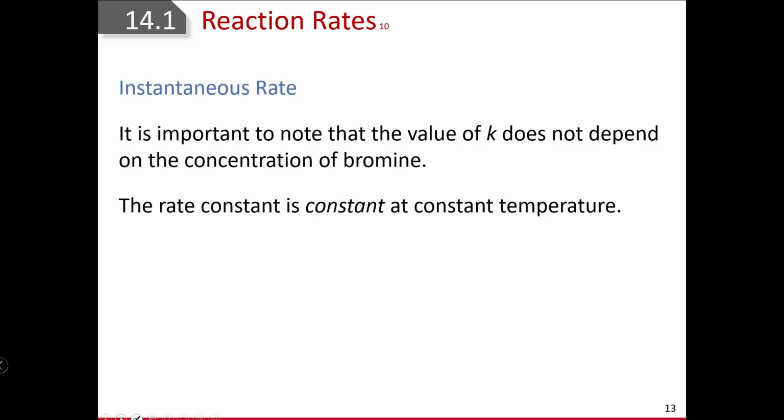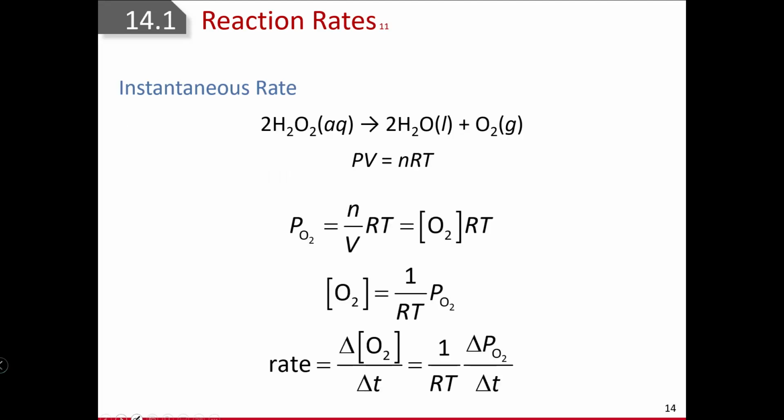All right, so here they're stressing K does not depend on the concentration. It only depends on the temperature. The rate constant is constant at constant temperature. You change the temperature, you can change K, but K does not depend upon the concentration of the bromine in this case. What's going on? All right.